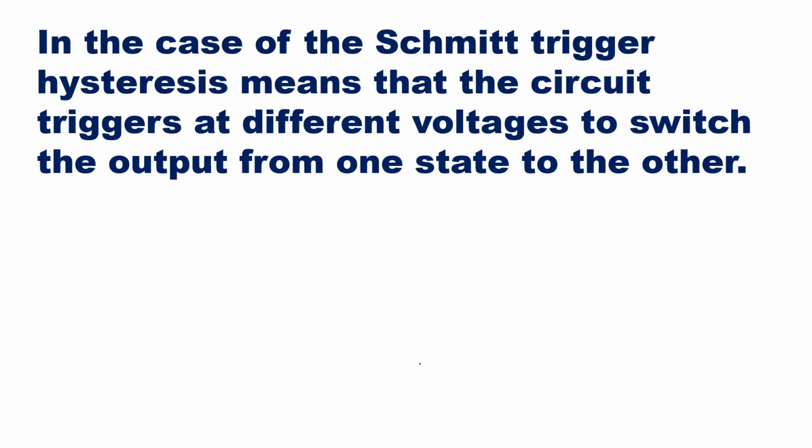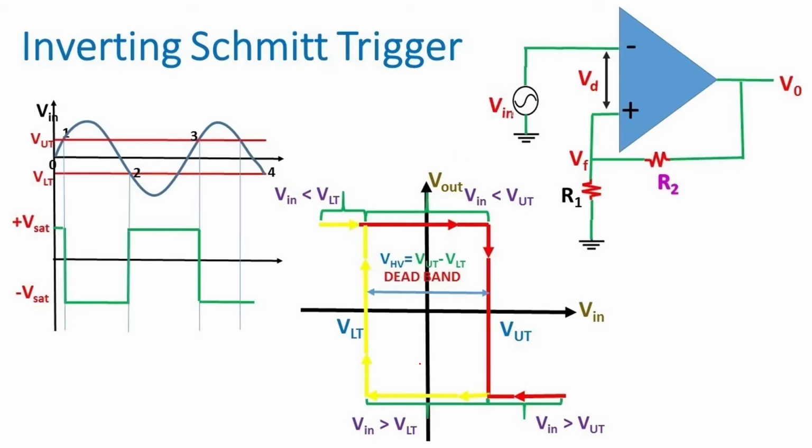In case of a Schmitt trigger, hysteresis means that the circuit triggers at different voltages to switch the output from one state to the other. You can see this here. This is your input waveform. This is the upper threshold and this is the lower threshold. Between the upper threshold and the lower threshold, from this point to this point, the output is not changing. It remains the same, minus Vsat.